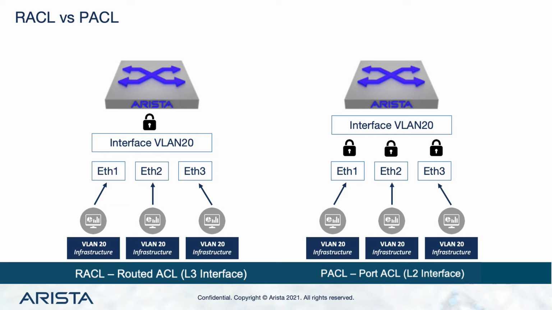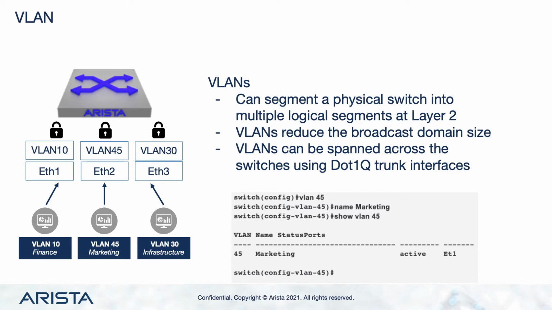To contrast here, PACLs, or port ACLs, can be enabled on individual switch ports and then match traffic coming in on a per port basis. This means you could filter between hosts in the same VLAN segment. Now, VLANs. We can use VLANs to separate out traffic at layer 2. And typically you'll see one IP subnet per VLAN, and then hosts within a VLAN can communicate freely by default.